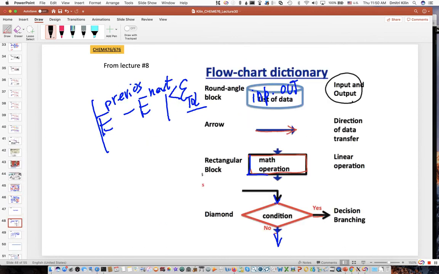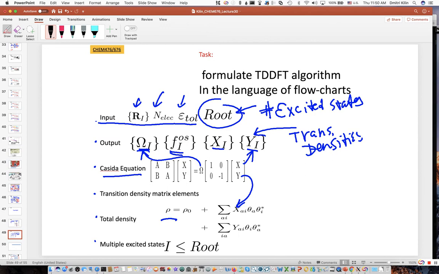And now it is time to convert this last theory in our class into the language of flowcharts, so that we do not need to be programmers, but by graduating this class, we should be able to be directors of programmers, to give basic ideas to be implemented in computation. So in this TDDFT, we have several components. We have input information: positions of atoms, number of electrons, total tolerance limit, and number of excited states. And we have an output of transition energies, oscillator strengths, and transition densities. And there is a Casida equation. There is a way to compose density out of the orbitals.